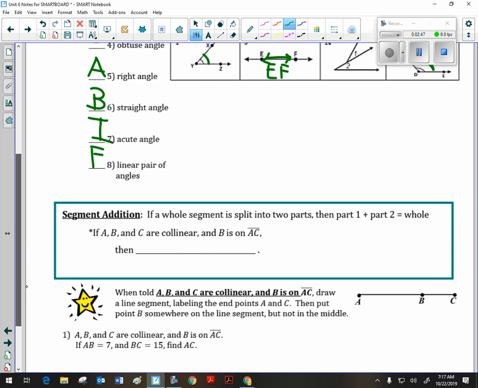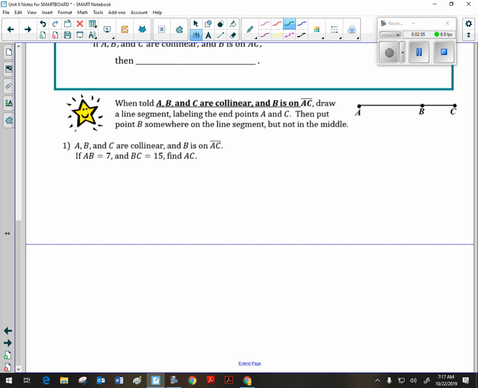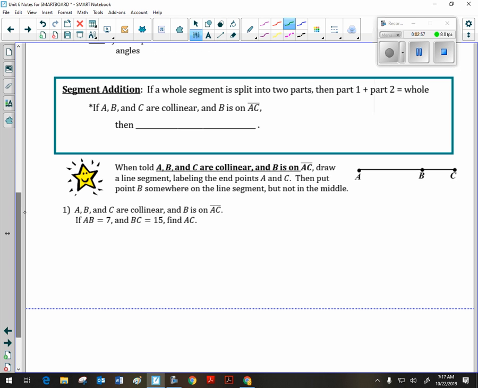We're going to move on and talk a little bit more about line segments today, and we're going to talk about how we can add these segments together. So in the next section, you can see that we're talking about segment addition, and it's talking about a whole segment being split into two parts. So I'm going to draw a picture for that. So I have a segment that's split into two parts, not necessarily equal. So they're not saying two equal parts, they're just saying two parts.